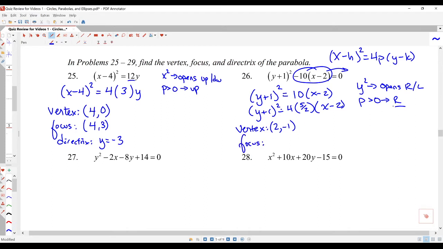Our focus is going to be 5/2 or 2.5 to the right of that. So here again, I'm looking at 2 as being 4 over 2. And so if I move 5 over 2, I get to 9 over 2. The y coordinate doesn't change. And the directrix, again, it's the x coordinate that's changing. And from 4 over 2, we're going to go left 5 over 2. We get to x equals negative 1 over 2.